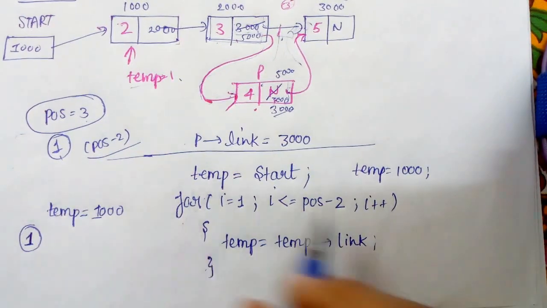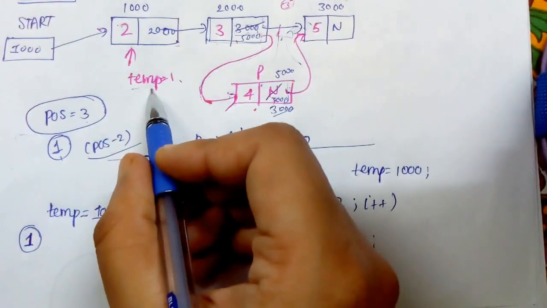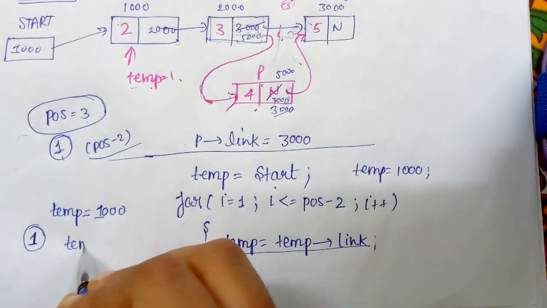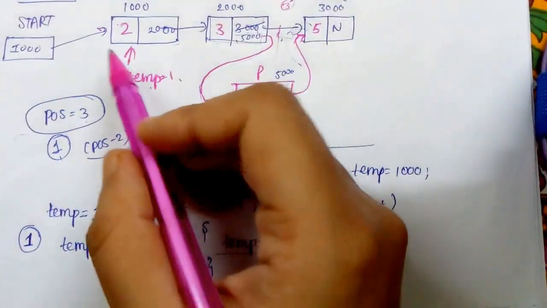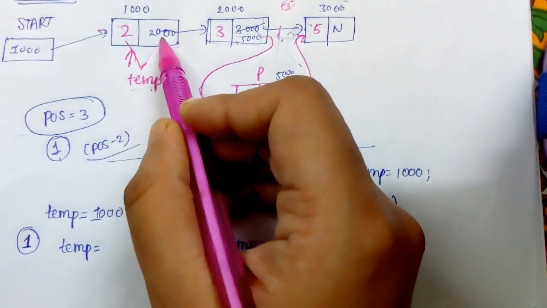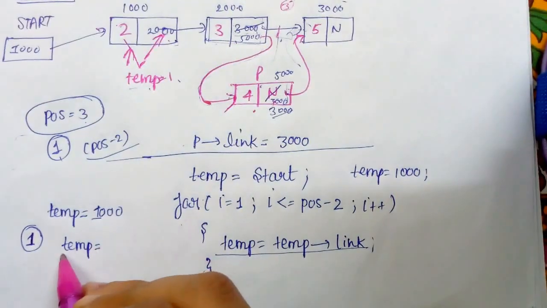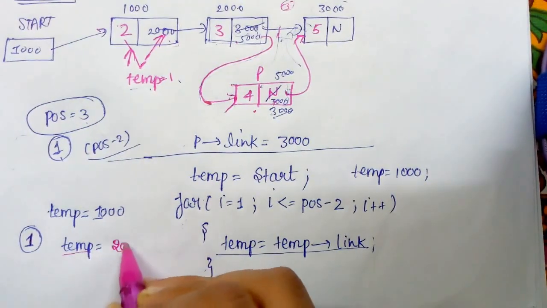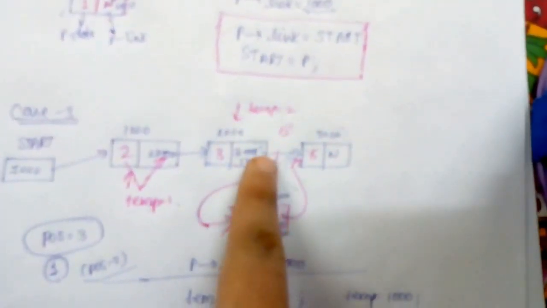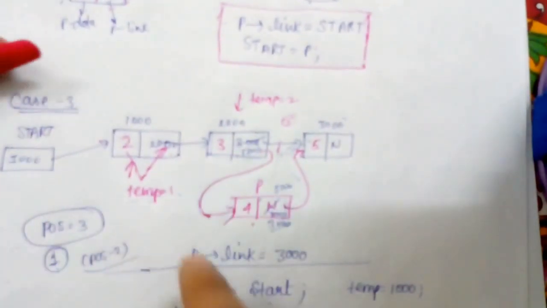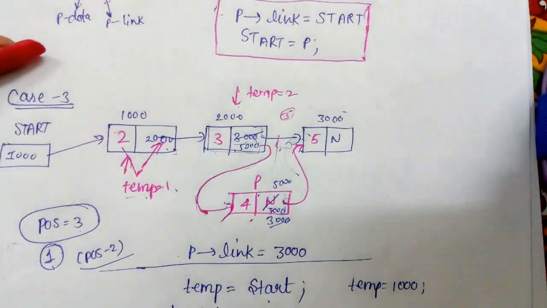Okay, so the condition is true. Now it will do temp is equal to temp link. Now my new temp will be temp link. In the temp data part we have this value, and in the temp link part we have 2000. This is the link part and this is the data part. So the new temp will be temp link, that means 2000. So now the temp will point at position number 2, and we want my temp to point at position number 2 only.